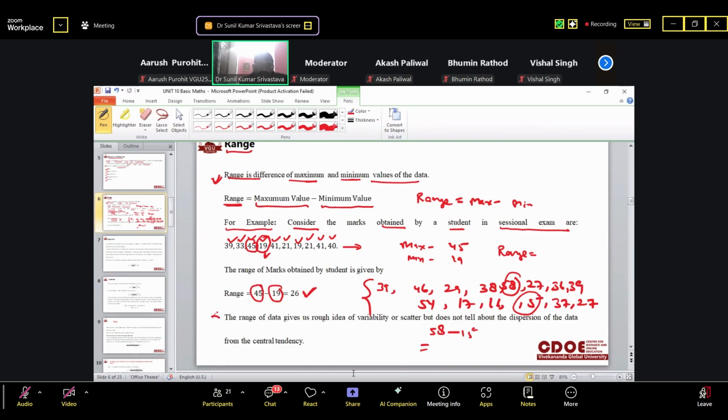So what is the conclusion? The range of the data set gives us a rough idea of the variability or scatter, but it does not tell about the dispersion of the data from the central tendency. It gives only a rough idea, not the exact dispersion of the data set about the central tendency. So we can analyze that the data lie between these two values, in this interval form.